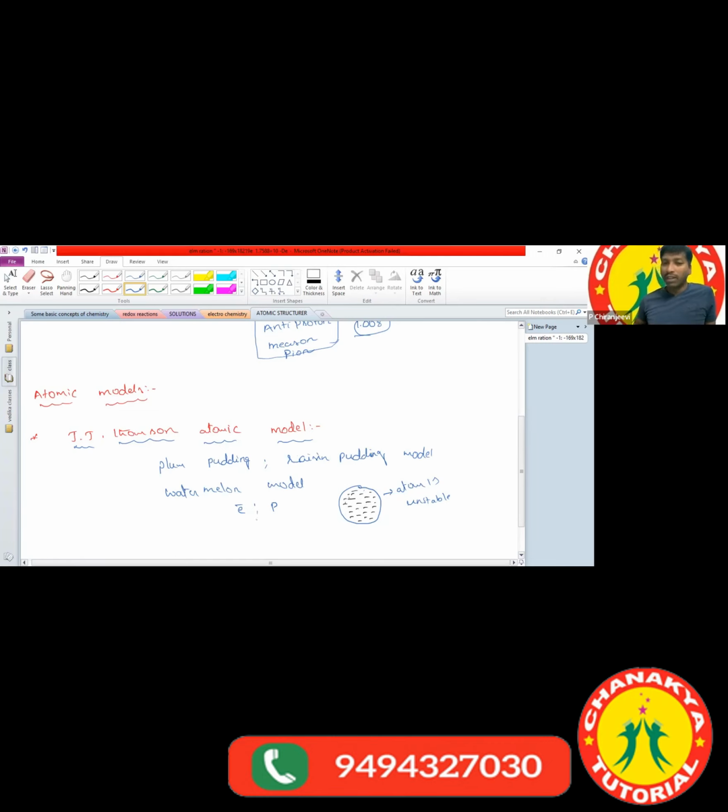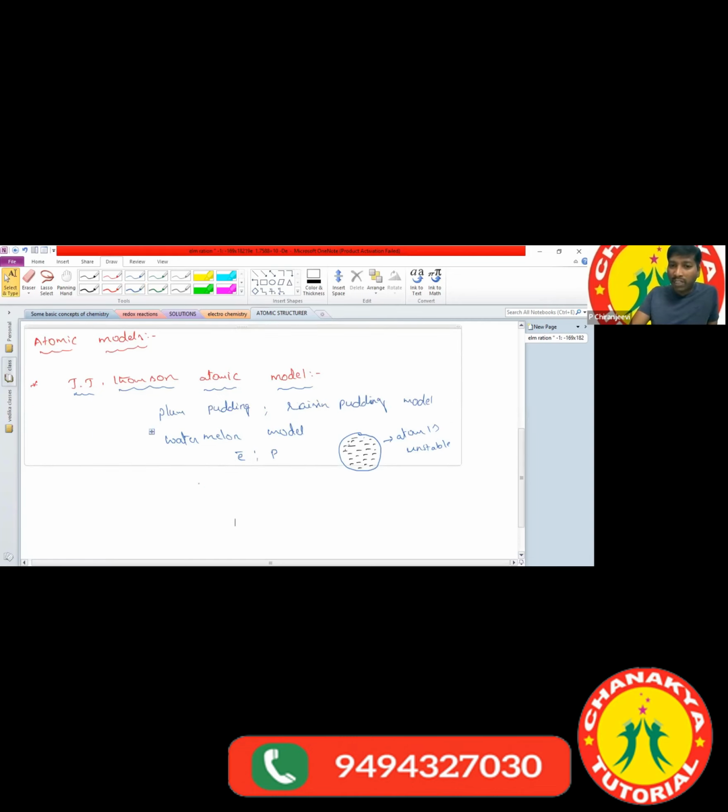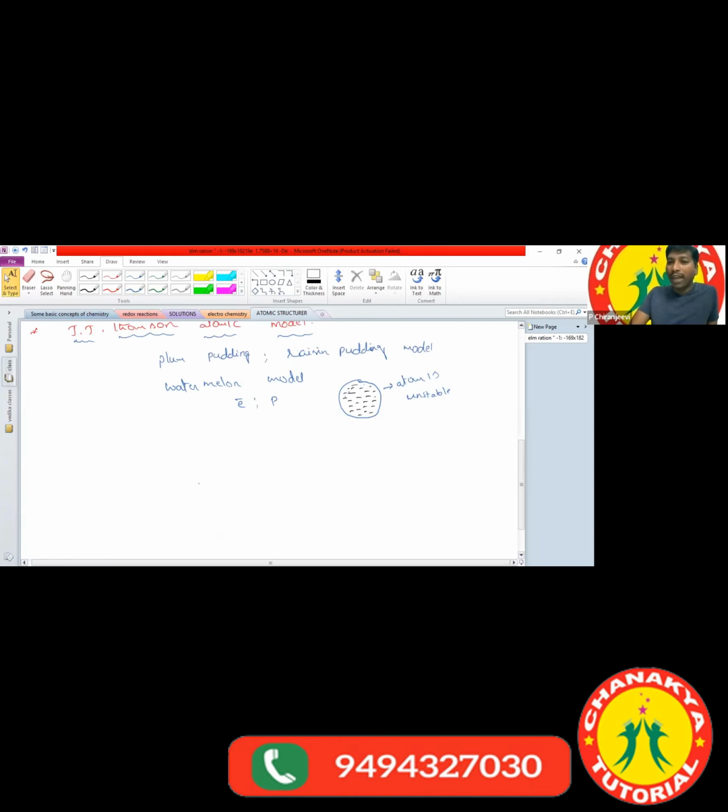So that's why J.J. Thomson's atomic model failed. Why did it fail? He failed to explain the electrical neutrality of the atom. Due to that reason only, J.J. Thomson's atomic model was rejected.